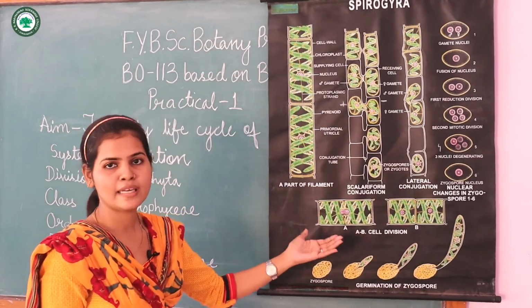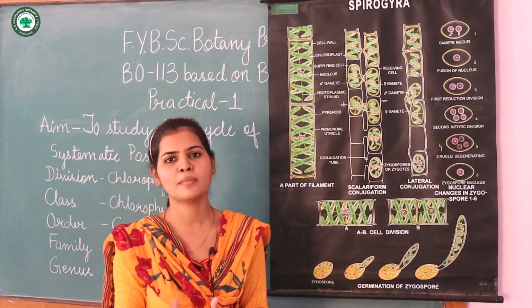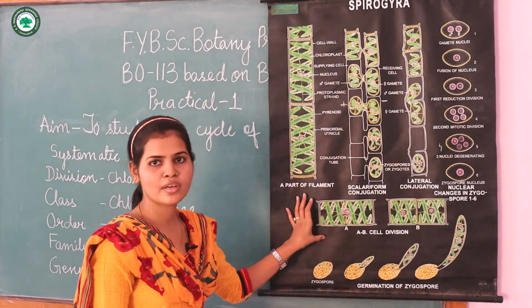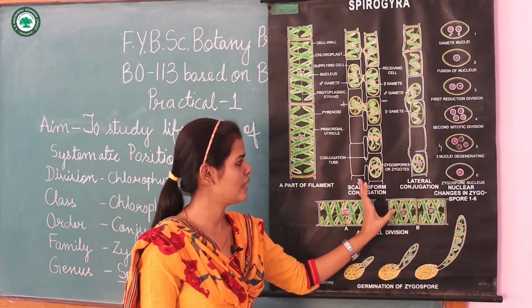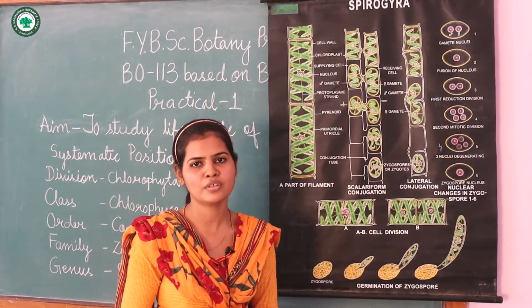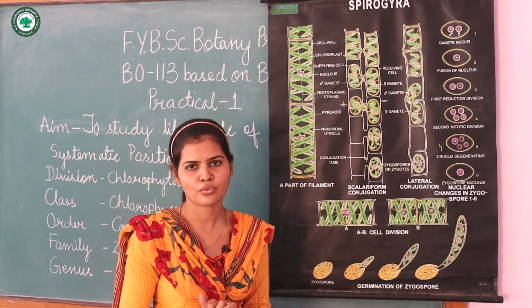After that, whatever we are going to see under the microscope, we will put it under the result: that the filaments were seen, or any of the two types of conjugation or reproduction which will be seen under the microscope.